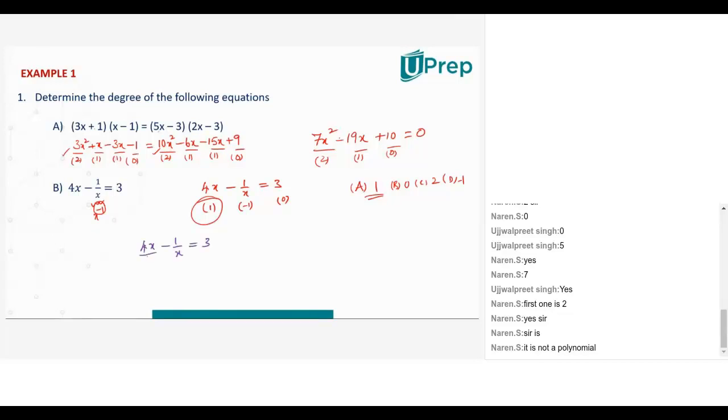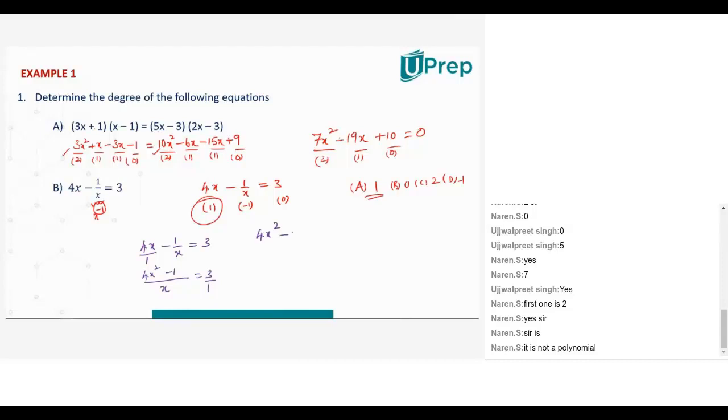3, I'll write it as 3 by 1. Can I cross multiply the polynomials? It becomes 4x square minus 1 equal to 3 into x, 3x. Now you observe the last line which I wrote. Is that a polynomial now? Naren, is this a polynomial?